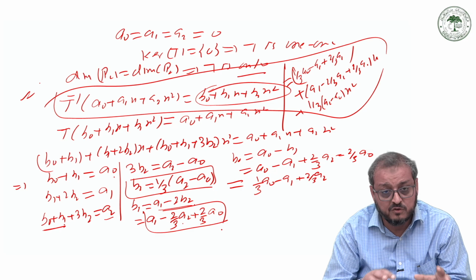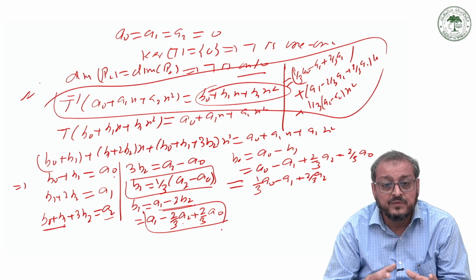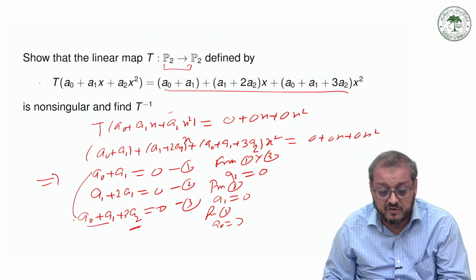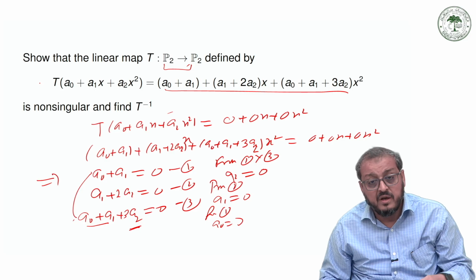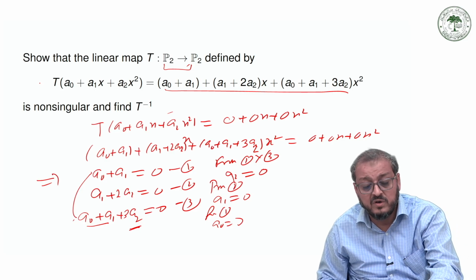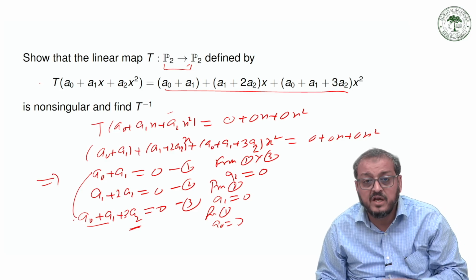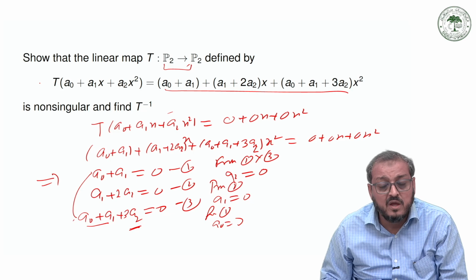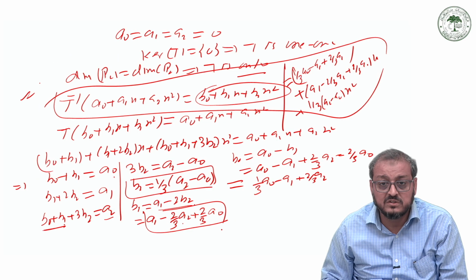At this point I stop today's class with this problem. With this problem we had to find the inverse of this polynomial map where P2 is defined in this form. It is clearly non-singular, it is one-one, and because both the dimensions are the same, it is also onto, and we have to find the inverse also.